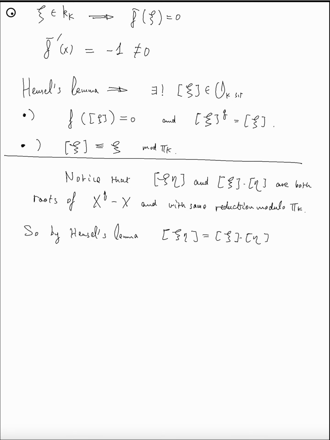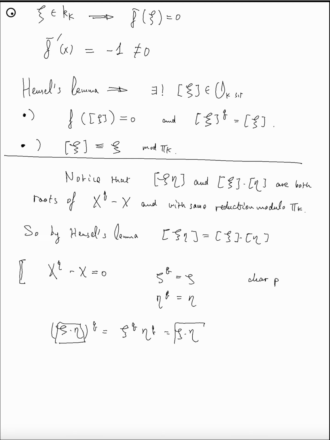So we wait for a while. Why? They're both roots of x to the power q minus x. So let's think. Firstly, ξ to the power q equals ξ, η to the power q equals η, and this is characteristic p, and so ξη to the power q is the same as ξ to the power q times η to the power q, and so ξη, and this is also telling you ξη is also a root of this. For similar reasons, ξ bracket times η bracket is a root of x to the power q equals x. Right, so both, and this reduction is this, and the reduction of ξ bracket times η bracket is ξη modulo p. Okay, nothing here, so let's stop the proof.